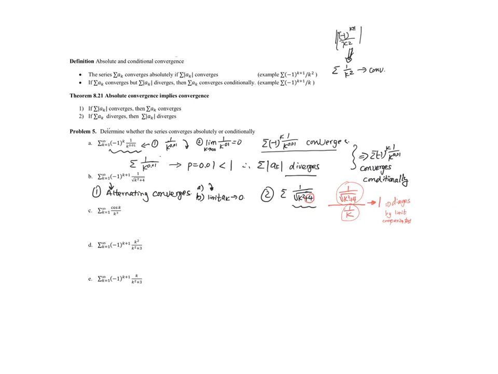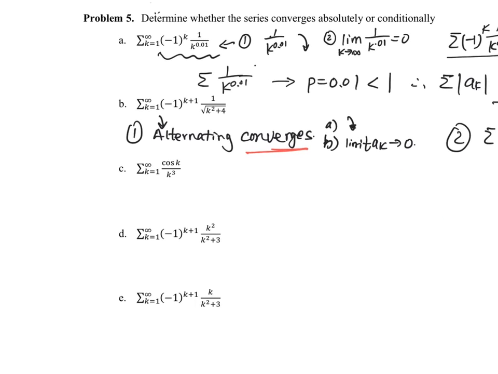So because it itself converges, but the sum of the absolute value diverges, you can conclude that this series converges conditionally. Okay. So that's the second one. Now let's take a look at the next one.